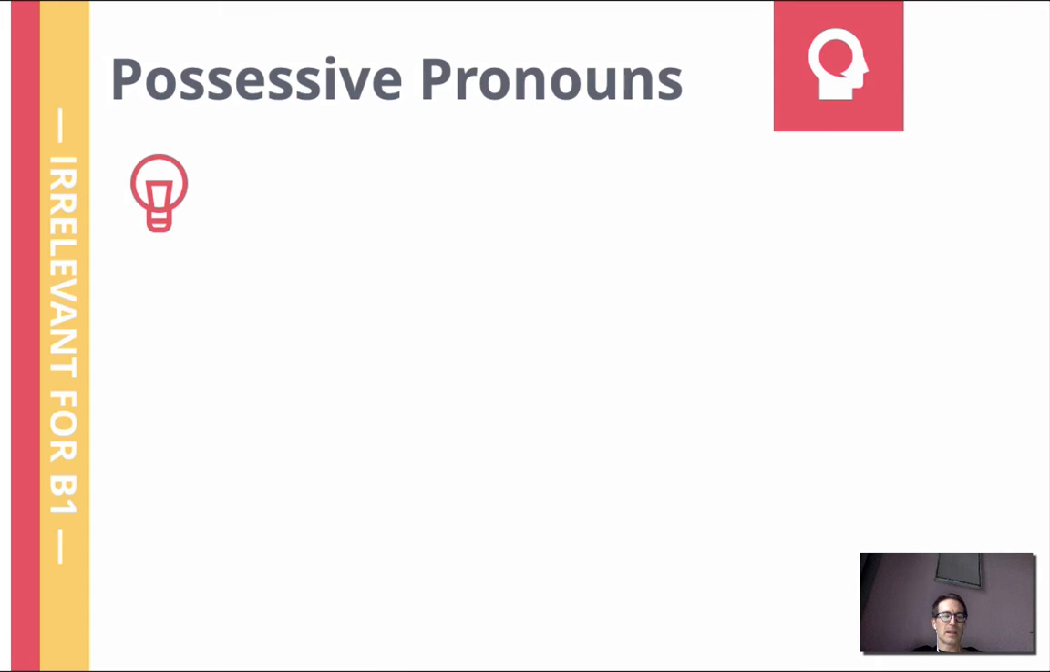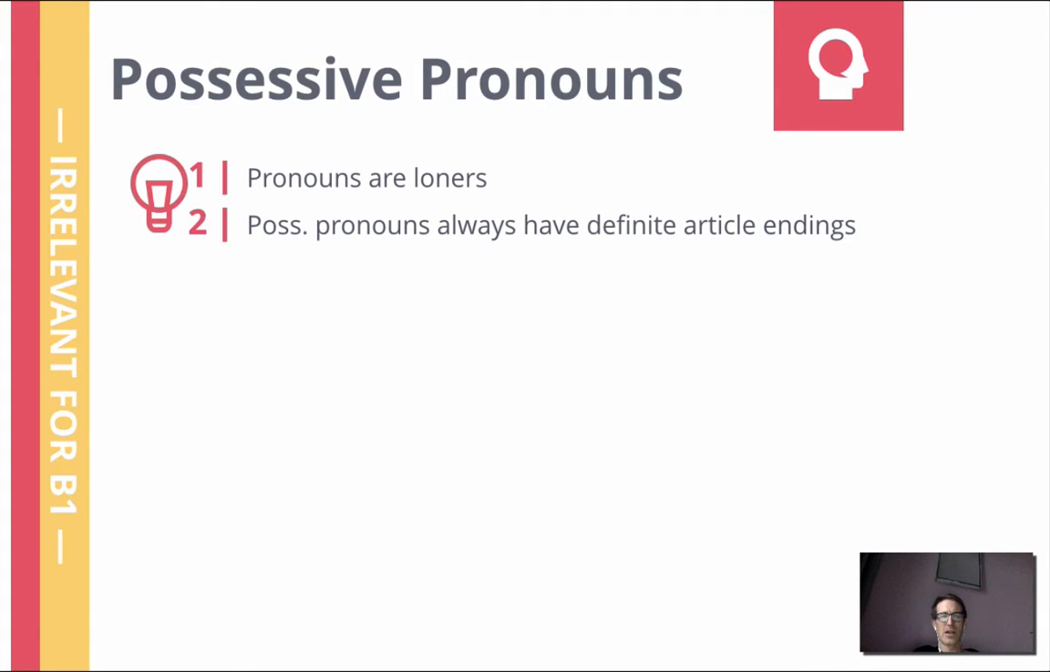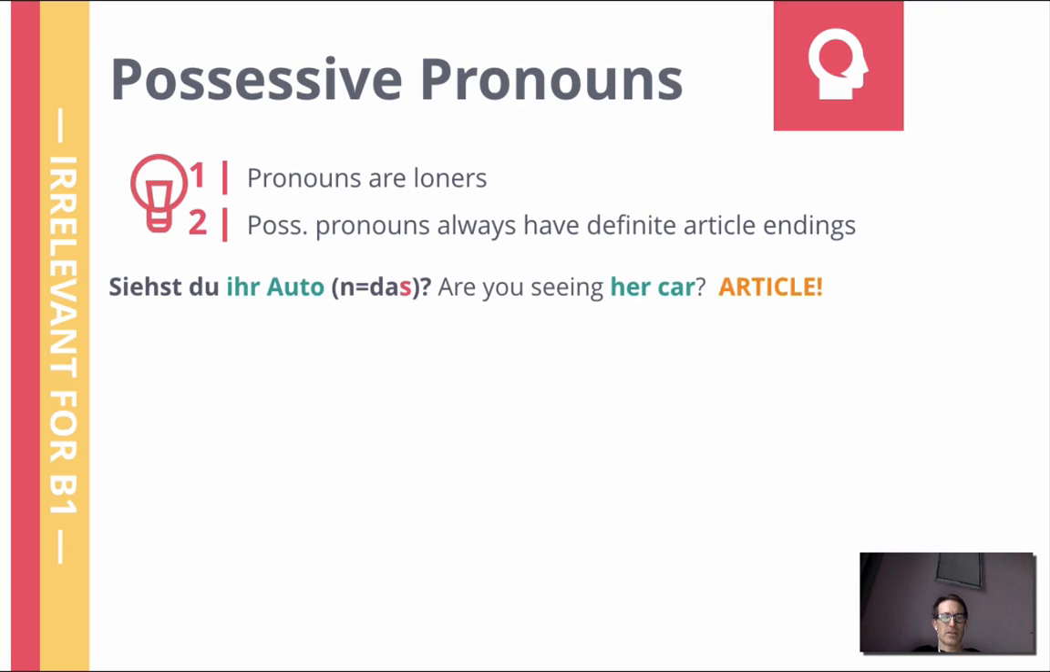Now, the next slide, I really want you to just lean back, look at it and say, Gott sei gedankt, thanks God, I don't have to learn this, because that is completely irrelevant for B1. And after B1 you will pick it up easily. Now take a look. Remember, pronouns are loners, and possessive pronouns, they always have article endings. So what does that look like? Careful, this is not yet a possessive pronoun, this is an article, because it's followed by Auto.